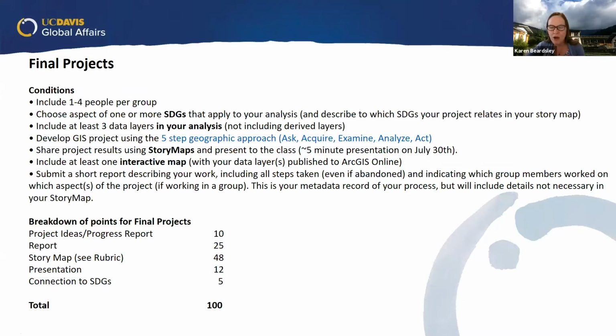Many are aware of this. It's been a big focus in a lot of universities these days, is attaching information to these sustainable development goals. They had to use the geographic approach, which is the Ask, Acquire, Examine, Analyze, Act, and they had to bring that sort of approach into their work. And they had to have at least 1 interactive map. They had to have at least 3 data layers. So these are just all the various criteria that I had. And then I broke it down into the final points for that, which you can see here.